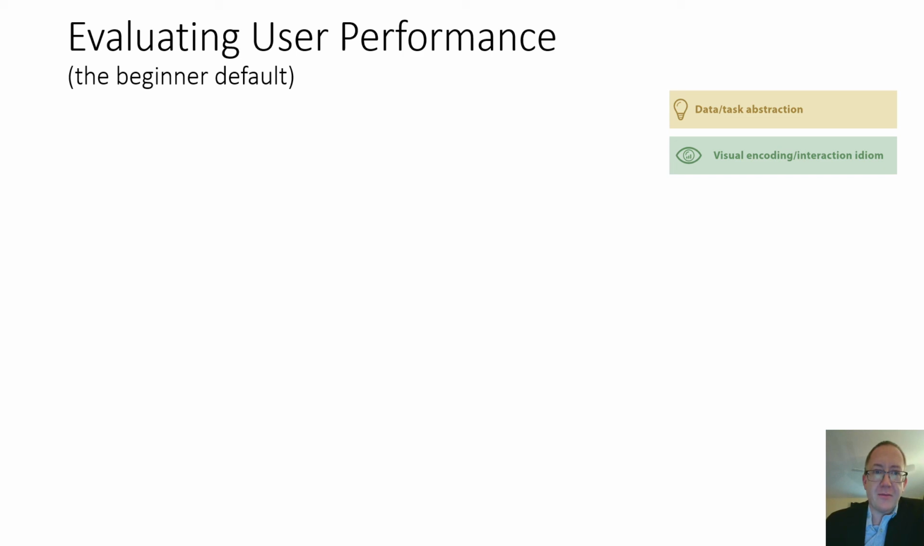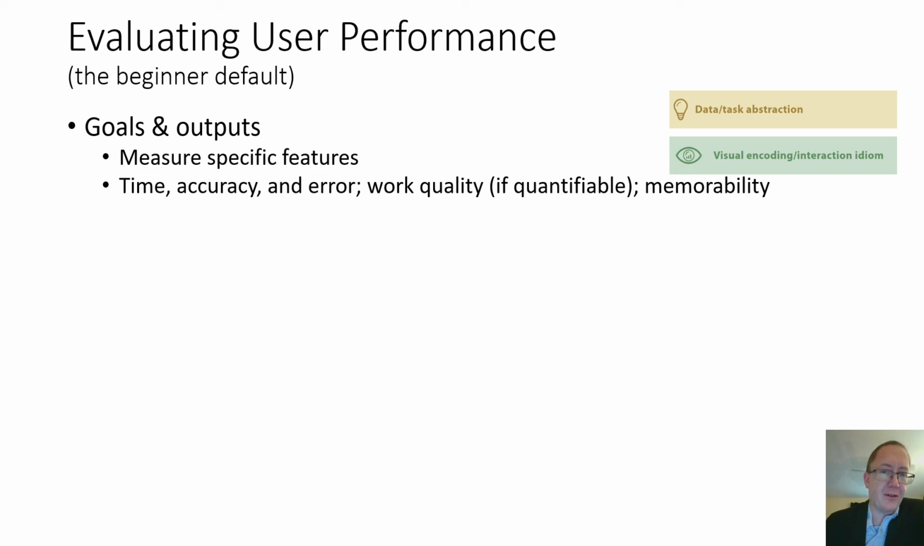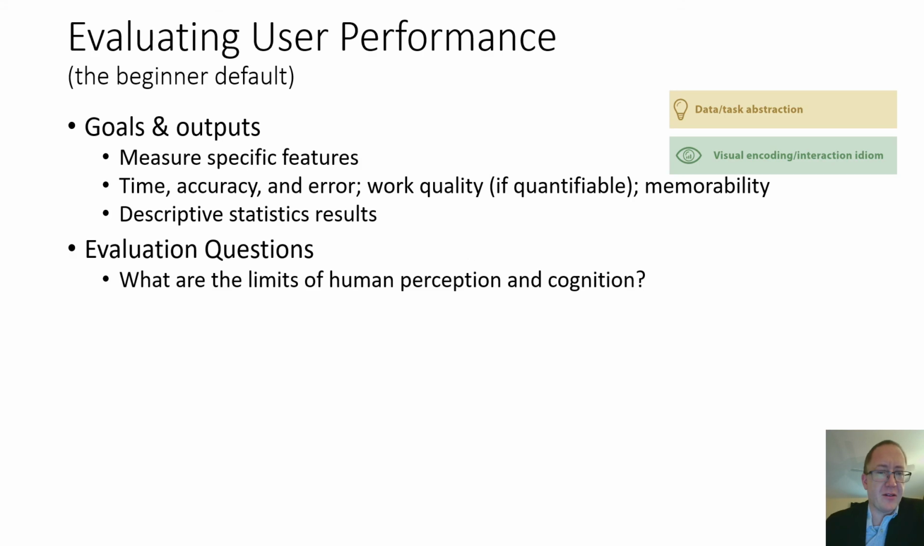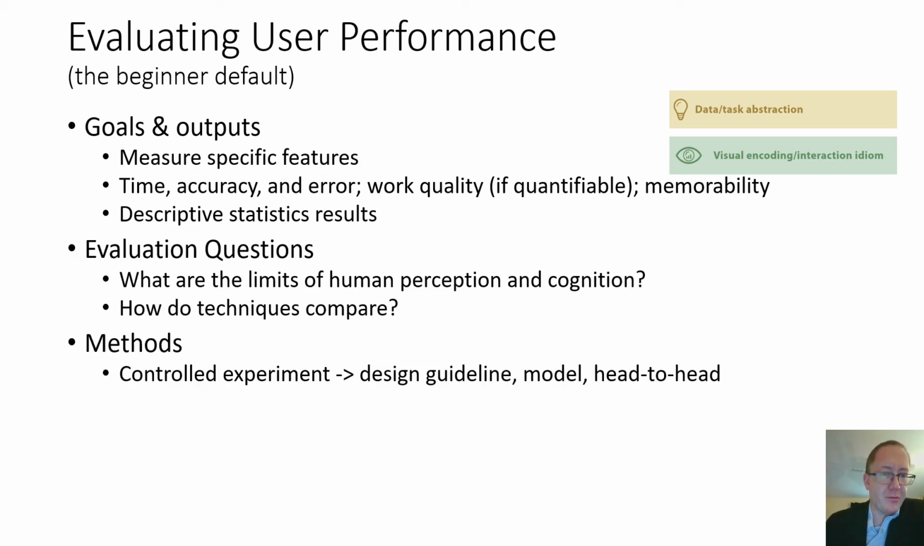And then, of course, this is evaluating user performance. This is the default that everyone goes with, right? How fast are you? Time, accuracy, work quality, memorability, descriptive statistics. Hey, 20% faster. This is what everybody does as a first approach, right? It's controlled experiments of very few variables. You design this sort of head-to-head comparison between a controlled condition and an experimental condition. They're very simple tasks normally. Find the largest value here. Find the lowest price item.